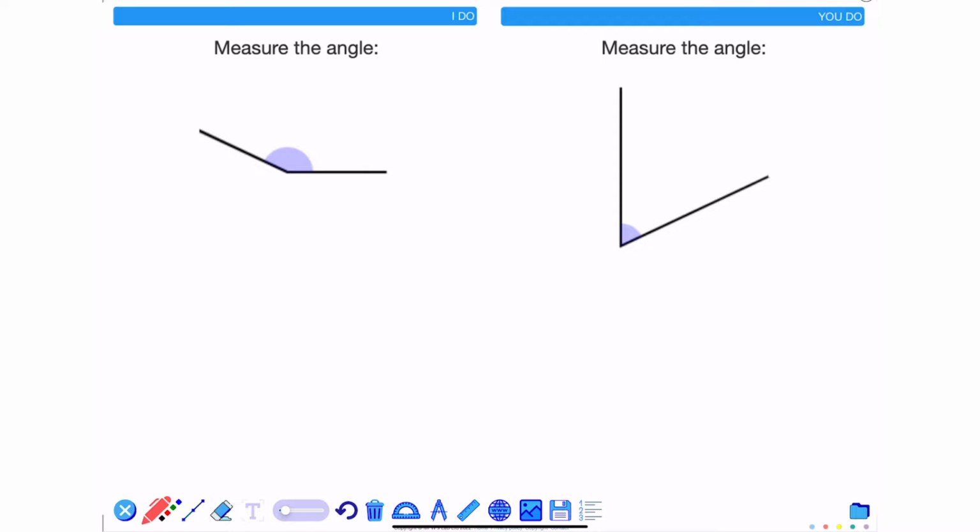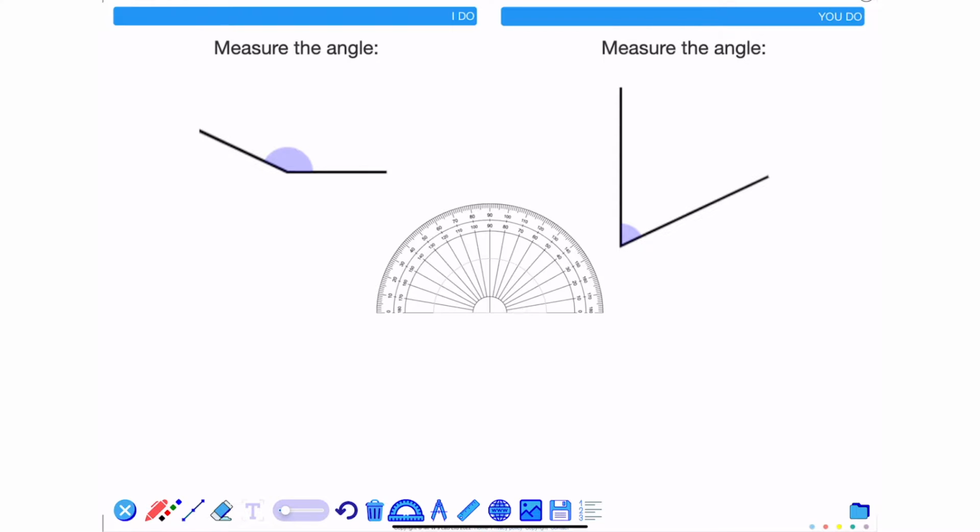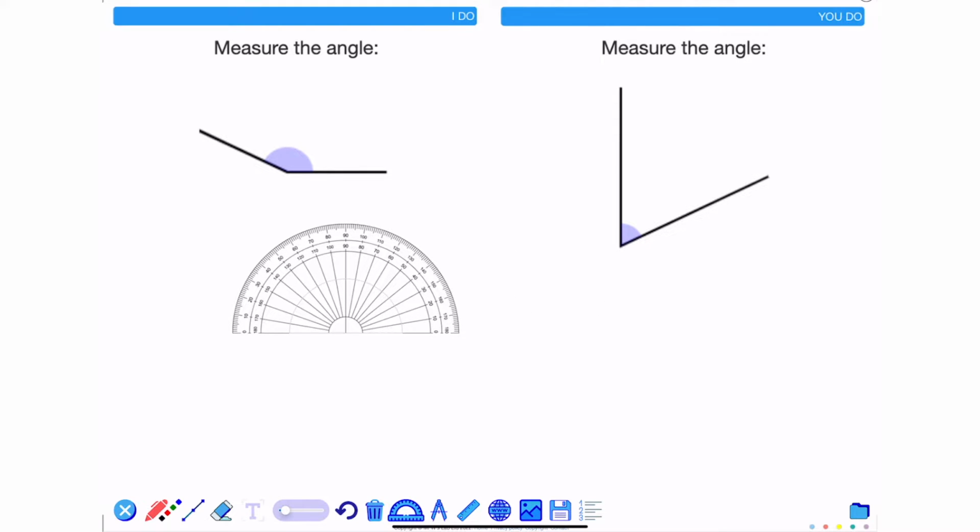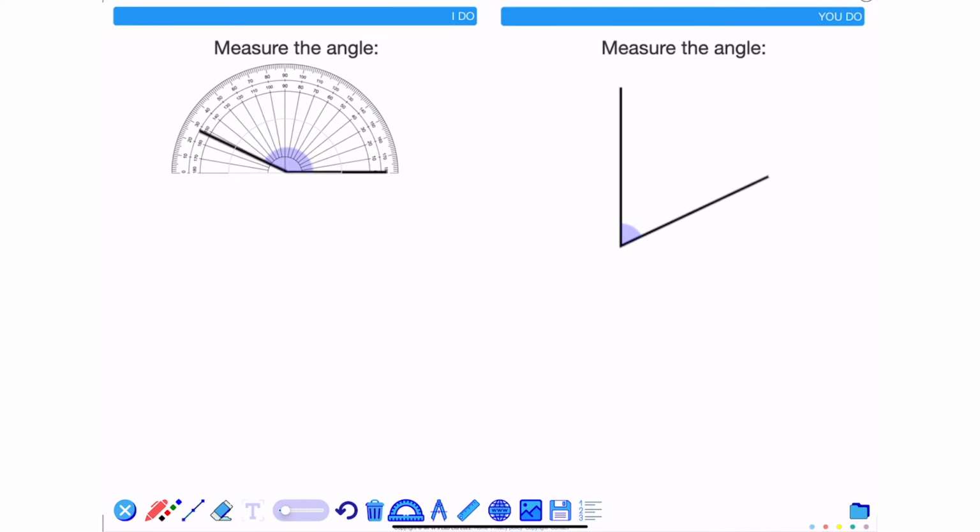In this video, we're going to be looking at how we can use a protractor to measure an acute or an obtuse angle. First of all, let's quickly discuss a protractor. The protractor needs to be placed where the two lines that form the angle meet.